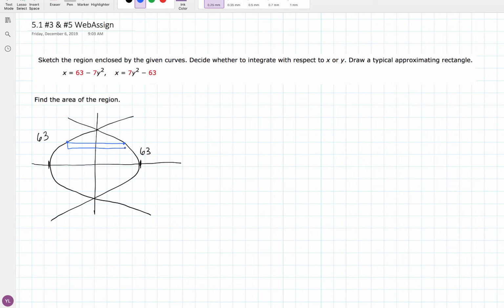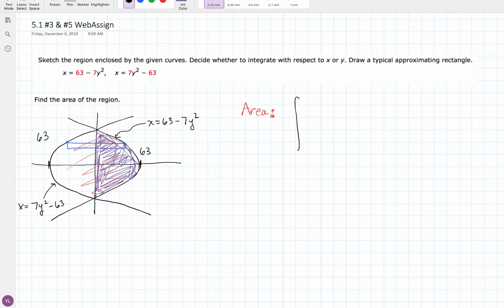If you prefer to just switch the roles of x and y, that might help put it into more familiar territory. So I've drawn a typical rectangle here that represents the typical rectangle that goes into the Riemann sum, that is the integral of the top function minus the bottom function, which in this case is the right function minus the left function. So if I want to compute this area, I can compute the integral of the top minus bottom, or in other words, right minus left here, since it's in terms of y.